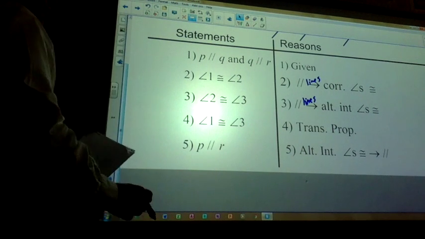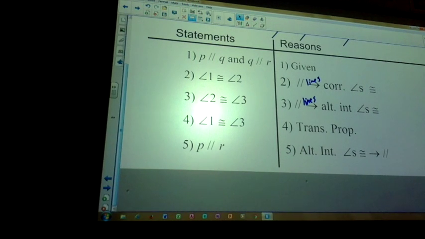I wish it was a scratch and sniff. But that's it. Parallel lines, therefore corresponding angles are congruent. Angle 2 is congruent to angle 3 because parallel lines, therefore alternate interior angles congruent. Angle 1 is congruent to angle 3 because of the transitive property. P is parallel to R because alternate interior angles are congruent, therefore parallel.